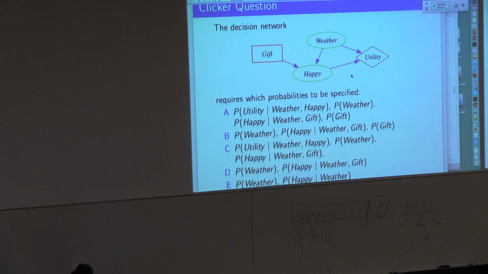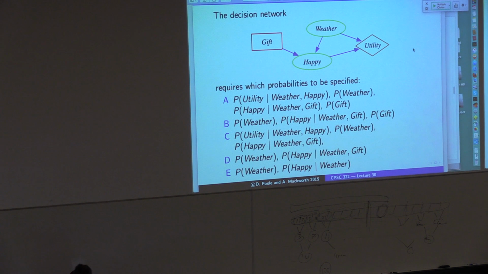All right, a simpler question. This decision network. The story here is I've got to give a gift to someone and I've got to work out whether I give a gift to them. Whether they're happy depends on the weather and what gift I give them. They don't get to choose the weather, and the utility depends on their weather and whether they're happy or not. Okay, so I just got to choose the gift. So I want to know which probabilities need to be specified.